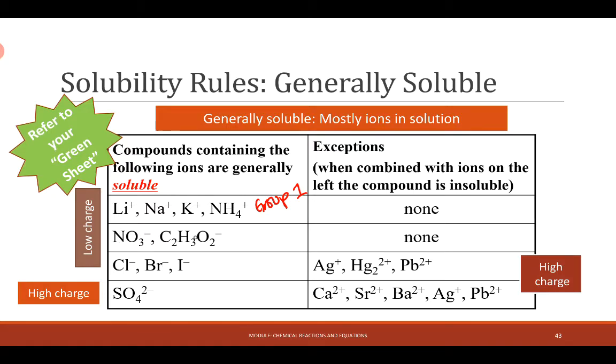If you have nitrates or acetates, it's going to be soluble. Halogens and sulfates are generally soluble except for when paired with things that are pretty high charge. And so you can see a lot of these are high charge except for silver. Silver is only a +1. The rest are +2. And so it's just a pattern to help you remember. Additionally, silver, mercury, and lead, if you look on your green sheet, they're exceptions to a lot of things.